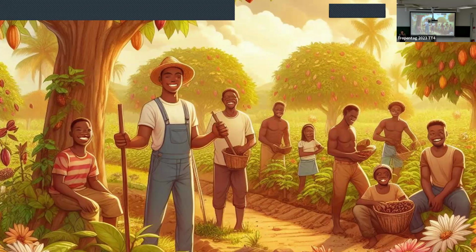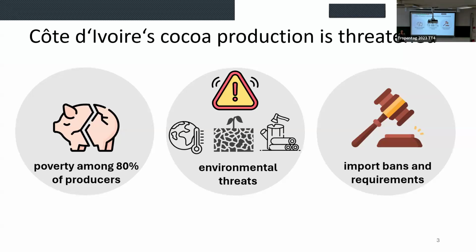So for my master thesis, I went to Côte d'Ivoire, and I had a look at the agroforestry system there, and it looked quite different in reality. We're facing many threats there. Around 80% of all farmers face high levels of poverty. Then we have a lot of environmental threats such as climate change and soil deterioration. And then the production system itself also contributes to deforestation, so importing partners such as the European Union, for example, strengthen their requirements and bans, which makes this agroforestry production system, how it is now, basically not feasible much longer.